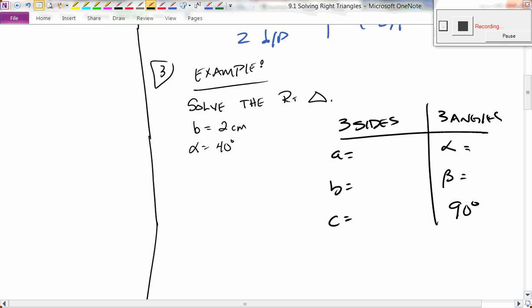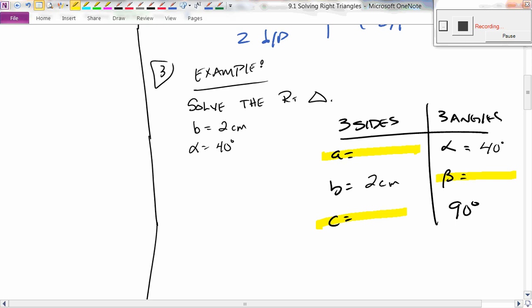The information given to us says that B is 2 centimeters, so this one is 2 centimeters. Alpha is 40 degrees. So we really only need A, C, and beta. So we only need 3 things left over. That's why I draw the chart, to give me an idea of what exactly I'm looking for and how I'm going to get it. Is everyone okay so far?